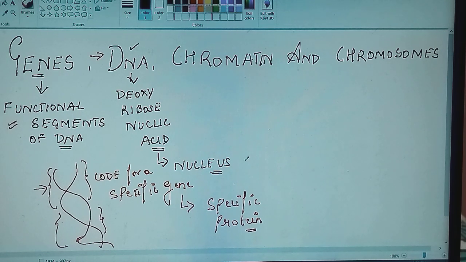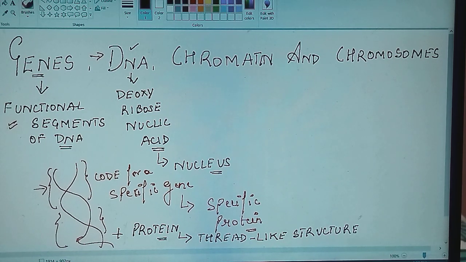Now how is this DNA present? In what form is it present? Let's understand that. So under normal condition, this DNA segment will coil around a protein called a histone protein. Okay, and this together will form a thread-like structure. So the DNA along with the protein will form a thread-like structure which is called the chromatin. Okay, so the DNA is present inside the nucleus in the form of chromatin, which is a tangled mass of thread, which is scattered inside the nucleus. So this is how the DNA is present inside the nucleus in the form of chromatin.